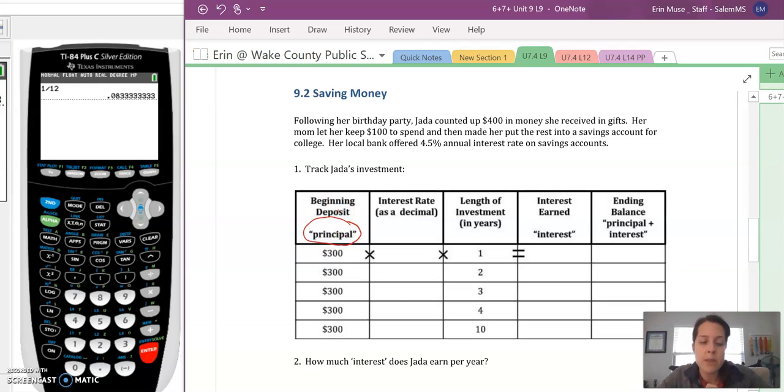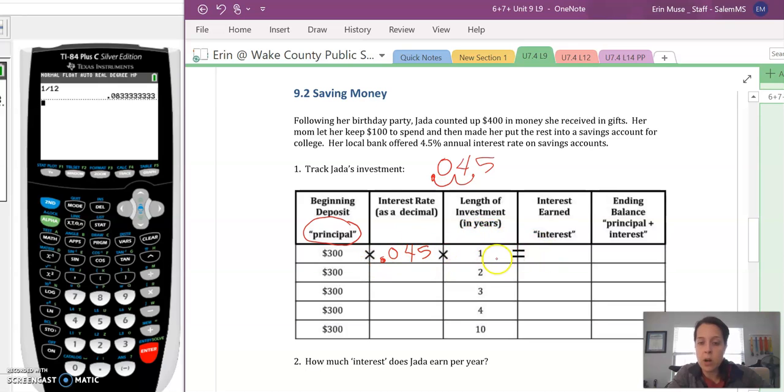A principal is going to be the initial amount that you borrow, or the initial amount that you might invest into something. So principal is like your beginning amount. Your interest rate has to be put in as a decimal. So if I have 4.5%, I'm going to swoop it left twice. And then anytime that you are going to find your length of investment, that's going to be in years.